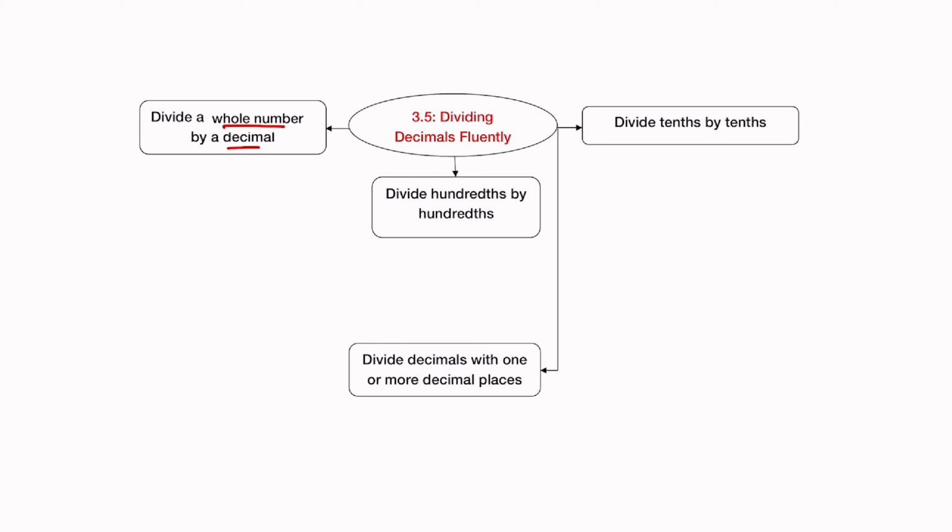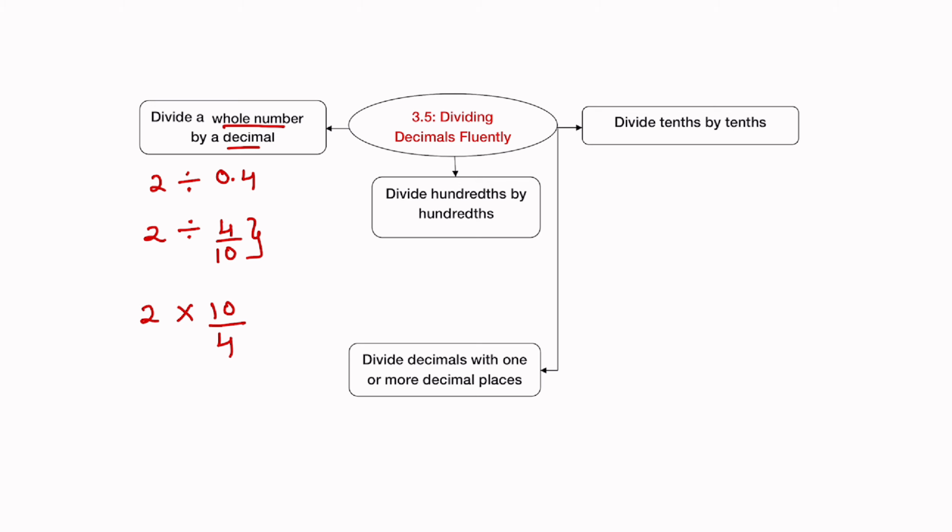So the whole number is like 1, 2, 3, 4, right? No decimals, no fractions. So let's say 2 divided by a decimal, 0.4. So we write this 2 as it is, we write division as it is, and 0.4 can be expressed as 4 upon 10, right? So we change that into a fraction format. And now we do 2, division will become multiplication, and we inverse this. So that becomes 10 upon 4.